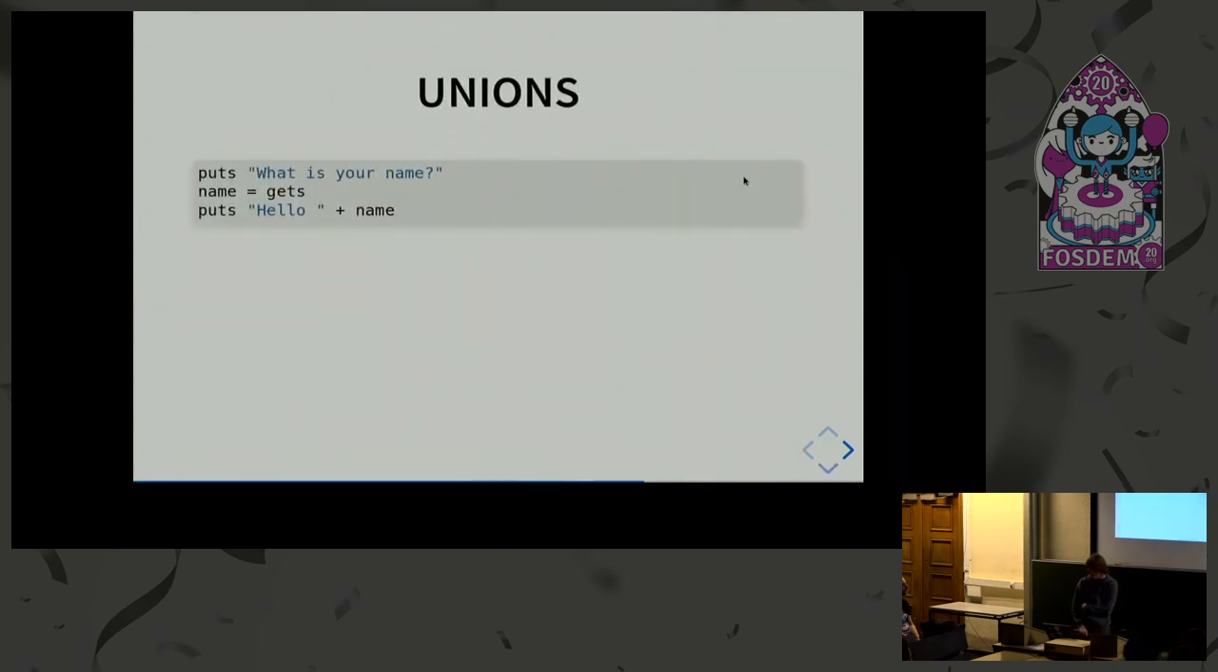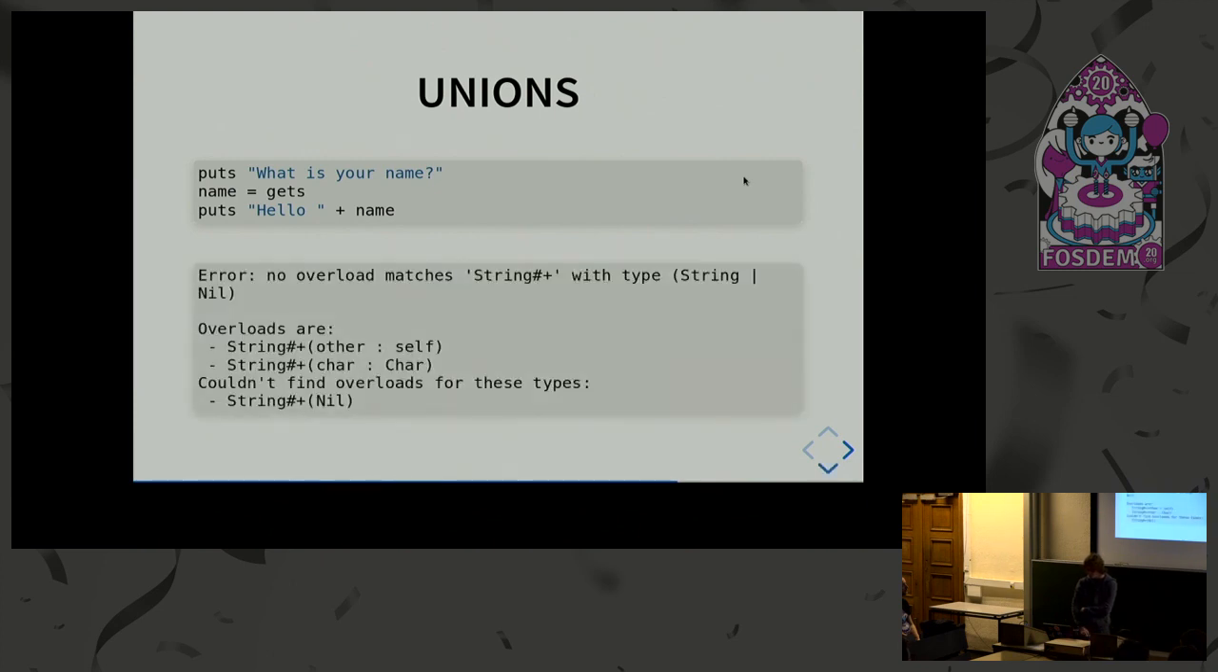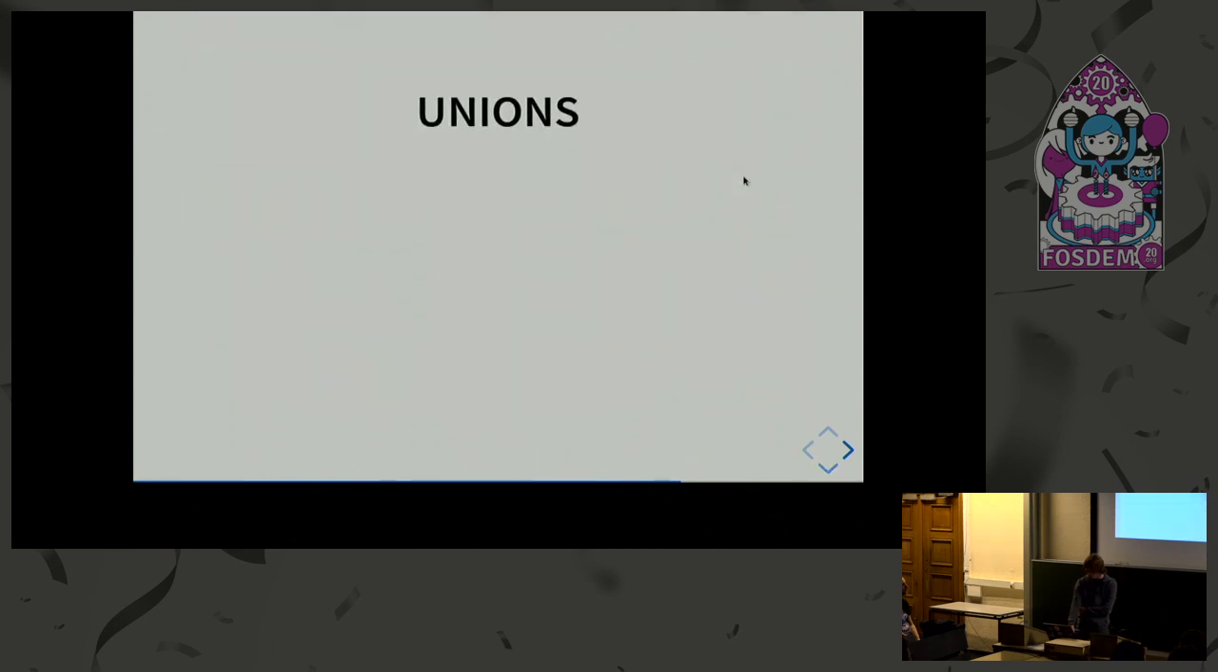A bit of an example about unions. So you have the gets function. It gets a string from the terminal. It can return the string that you typed in. Or if you have an EOF, like you press Control D at the terminal, end of file, it can return nil. So if you write this code, hello, what is your name? Hello, your name. You get an error because gets can return nil. So a way to solve this. So yeah, gets returns string or nil.